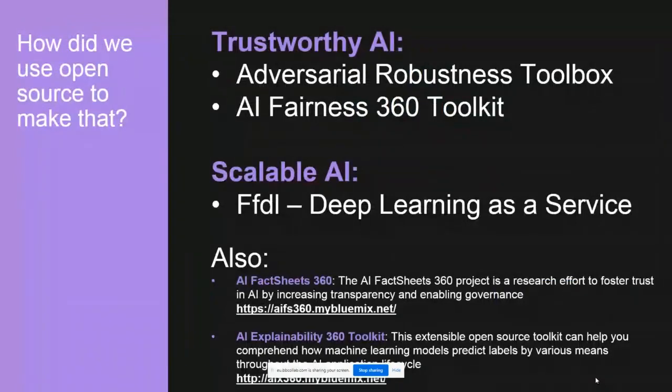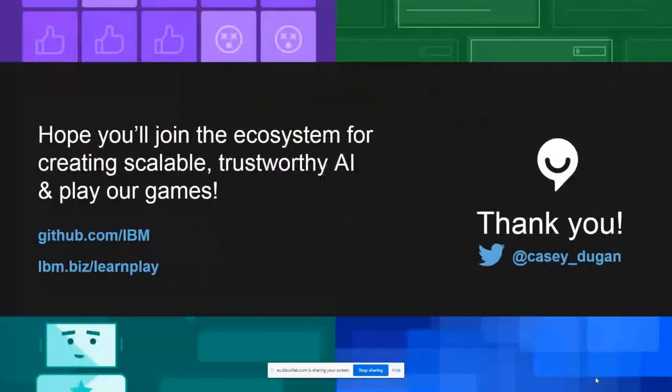So, in summary, there are a number of different open source toolkits you could try to incorporate into your own AI systems. Things like the Adversarial Robustness Toolbox, the Fairness Toolbox, Deep Learning as a Service, as well as now an AI fact sheet service, for creating transparency and enabling governance. This keeps track of how your AI model was created, as well as an explainability toolkit. These are all things that you can incorporate into your tool.